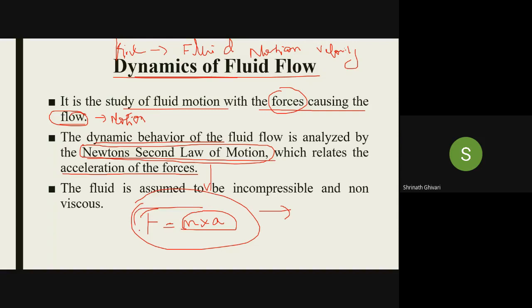Here F is the force acting on the fluid, whichever force it may be. It may be gravitational force, pressure force, viscous force, turbulent force, or compressibility force. m is the mass of the fluid, and a is the acceleration of the fluid, in any direction which is given. The fluid is assumed to be incompressible and non-viscous.